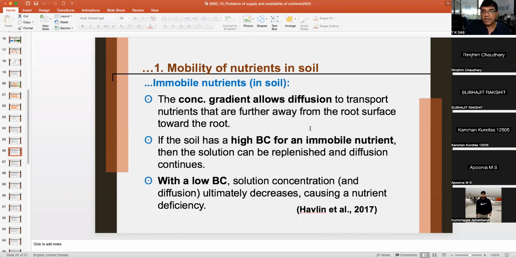The concentration gradient allows diffusion to transport nutrients that are further away from the root surface towards the root. If the soil has a high buffering capacity for an immobile nutrient, then the solution can be replenished and diffusion continues. With a low buffering capacity solution, concentration diffusion ultimately decreases, causing a nutrient deficiency. So different soils have different buffering capacity. Here, buffering capacity means resupplying the nutrients to the soil solutions. So for example, clay soil may have high buffering capacity than sandy soils.